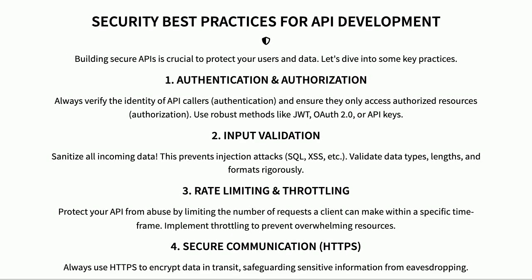Okay, let's talk about keeping your API safe. The first thing to focus on is verifying who's asking for information. That's authentication. Then we need to make sure they only get the stuff they should be getting: authorization. Next up, always check and clean any data coming into your API. Think of it like a gatekeeper protecting you from sneaky attacks. Rate limiting helps prevent someone from hammering your system with too many requests. And finally, always use HTTPS to keep everything private while it's traveling between the client and your server.